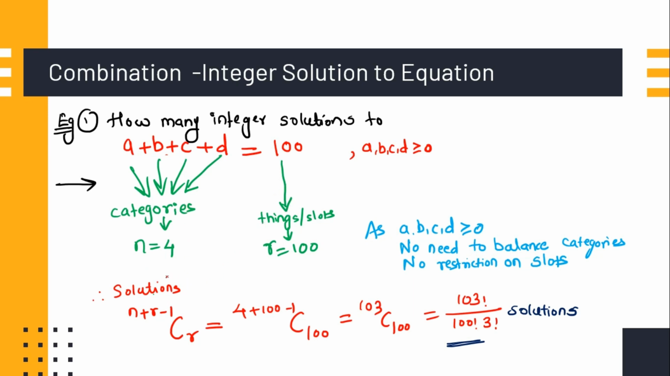So we directly substitute the values in the formula n plus r minus 1 C r, and we get 103 C 100 ways for this equation. That many integer solutions will be there, which is 103 factorial divided by 100 factorial into 3 factorial.